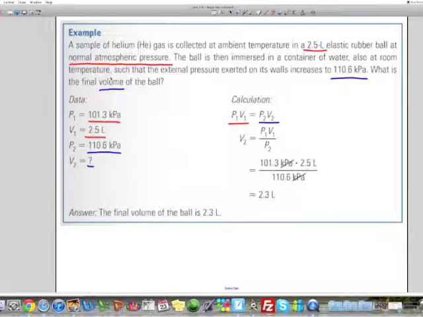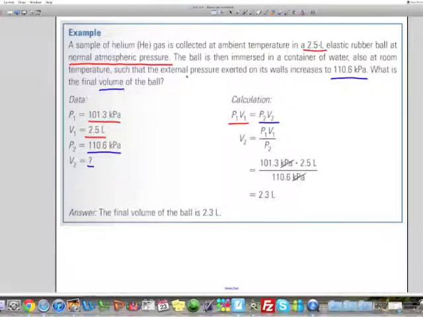So this is it. A sample of helium gas is collected at ambient temperature in a 2.5 liter elastic rubber ball at normal atmospheric pressure. The ball is then immersed in a container of water, also at room temperature, such that the external pressure exerted on its walls increases to 110.6 kilopascal. What is the final volume of the ball?